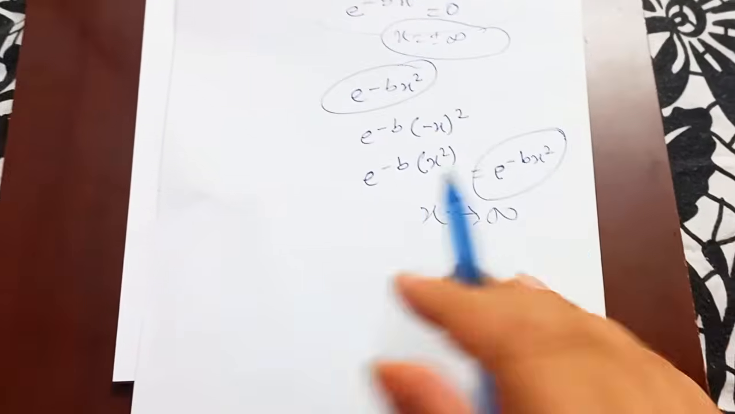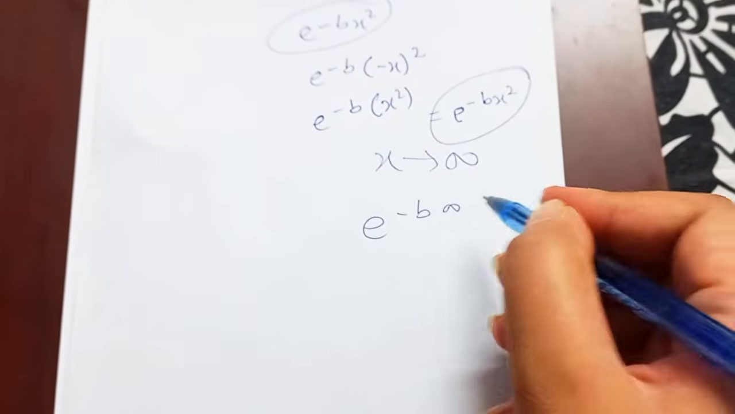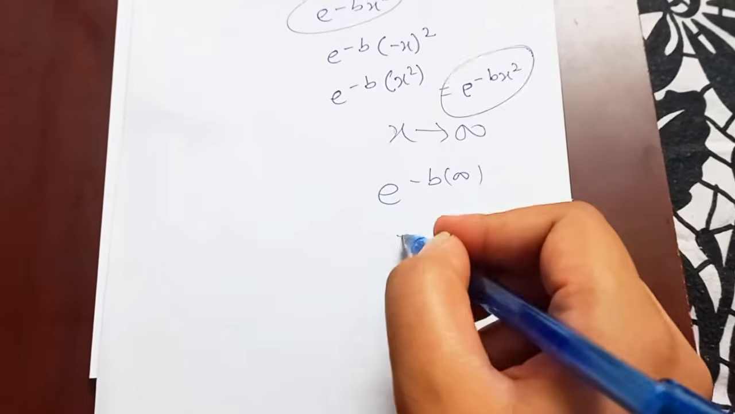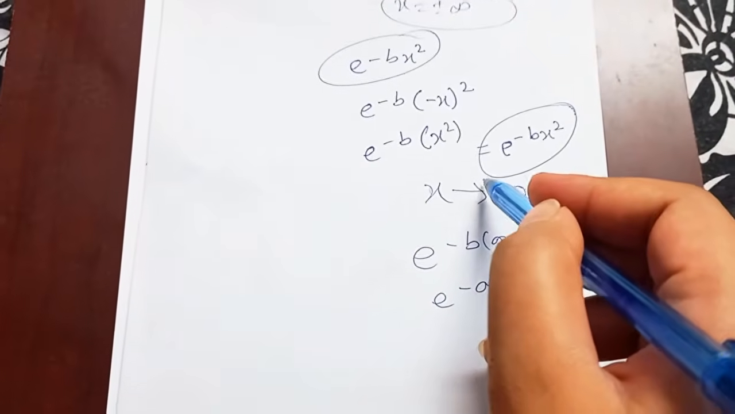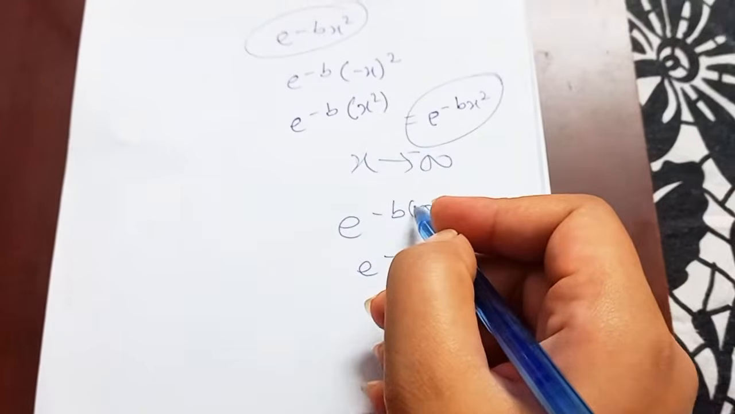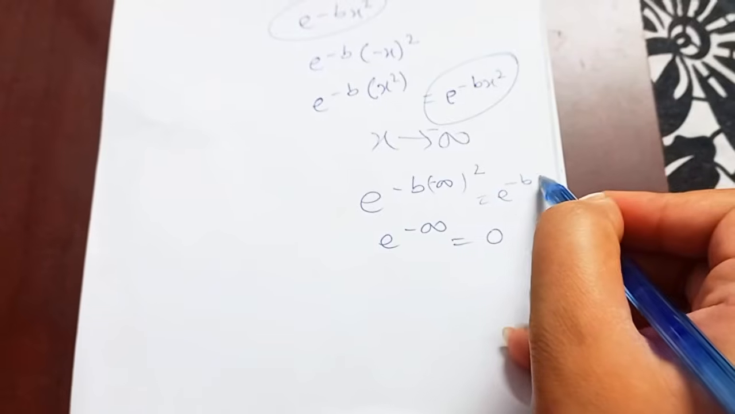As x approaches positive infinity, x squared becomes infinity squared, which is again infinity, so it's e to the power minus infinity, which is equal to 0. And if we use minus infinity, squared, it will become e to the power minus b times plus infinity.